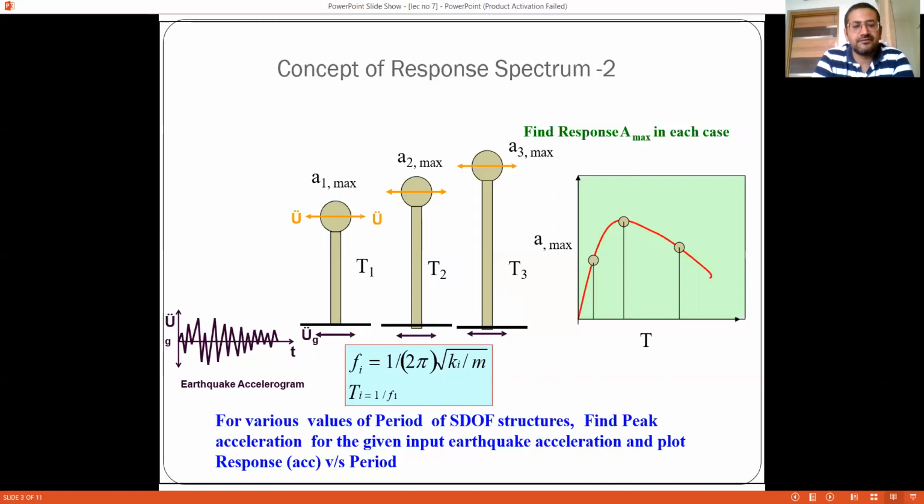So for various values of period of single degree of freedom structures, we find the peak response for a given earthquake acceleration and plot the response versus the period.